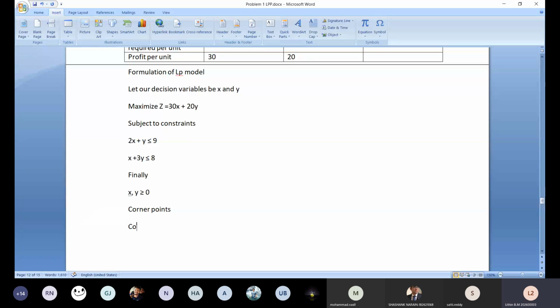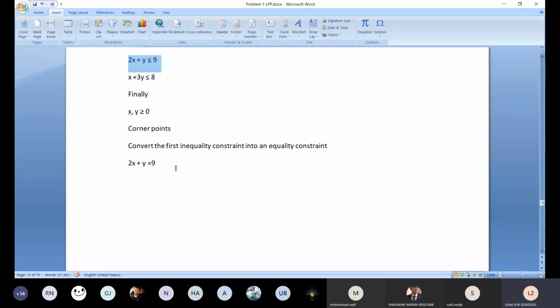So convert the first inequality constraint into an equality constraint. That is 2x plus y equals 9. The inequality is 2x plus y is less than or equal to 9, and I'm just converting it into an equality constraint.